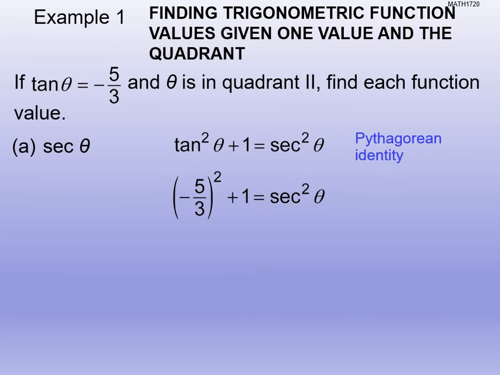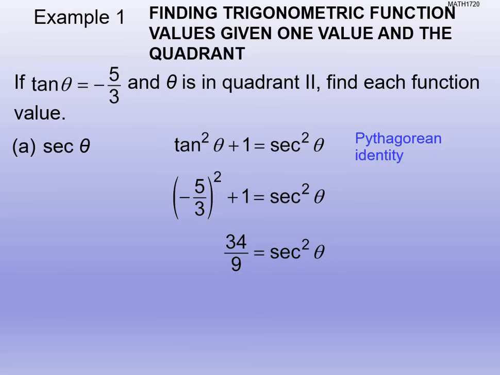So we're going to square that, right? We're going to get negative 5 squared, which is 25, over 3 squared, which is 9. So you're going to have 25 ninths, okay? Now, when you get 25/9, you have to change the plus 1 to 9 over 9. So you're going to get 25/9 plus 9 over 9, which is 34 over 9. That's where that comes from.